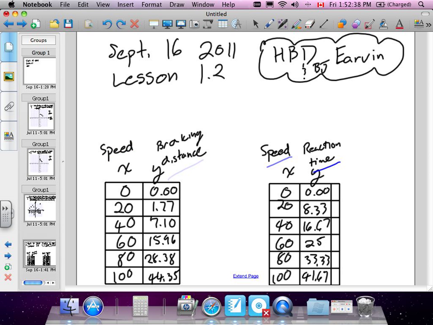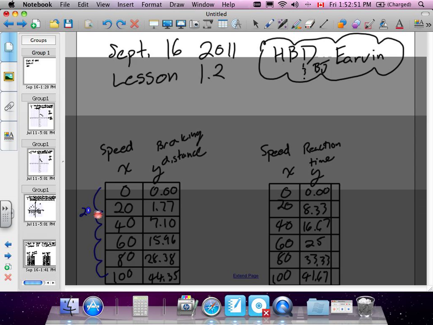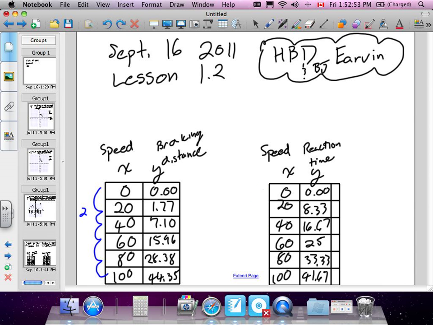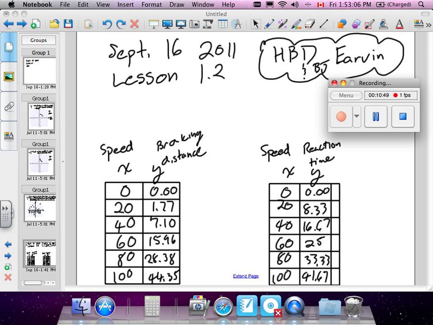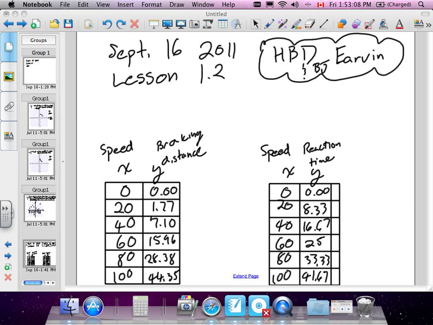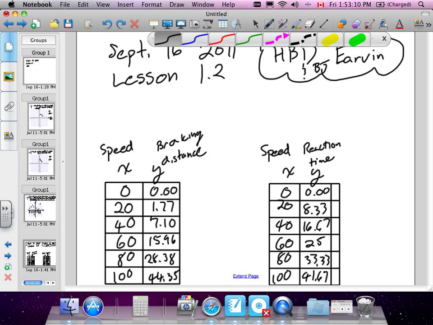In order to do these, we're going to find the differences between the y coordinates. So as long as our x coordinates are consistent, so if you notice they're always going up by 20, same with this one here. So because they're consistent, I can compare my y coordinates. I'm going to find the difference between each of the y coordinates. So what we'll actually do is we'll do speed and reaction time first. Okay? And I'm going to subtract 8.33 from 0. This is going to be called the first difference.